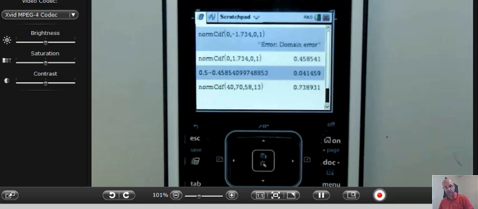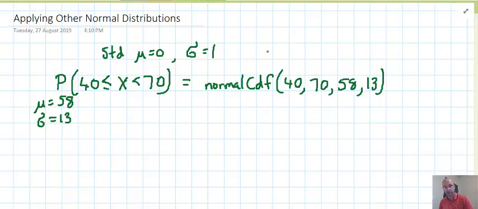Okay, and we get 0.7389. So our probability is 0.7389 to 4 decimal places. What if we had this one here?